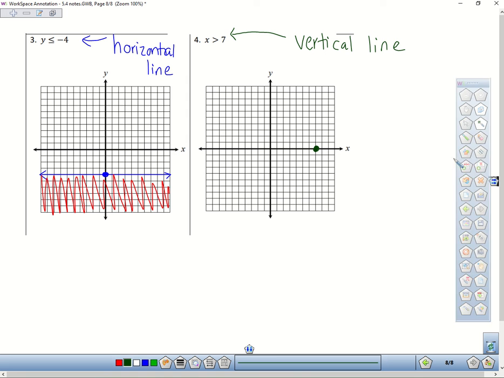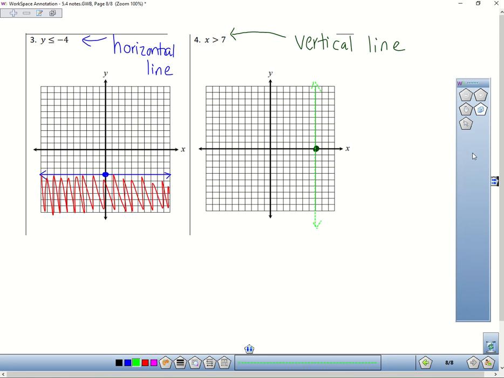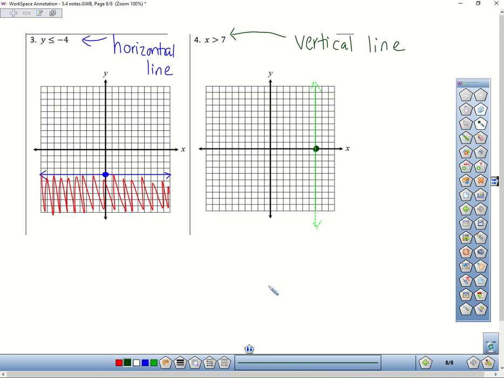Is this line going to be solid or dashed? Dashed. Good. And in this one, you can't really shade above or below. So if x is greater than 7, am I going to shade to the left or to the right? What do you think? Left.